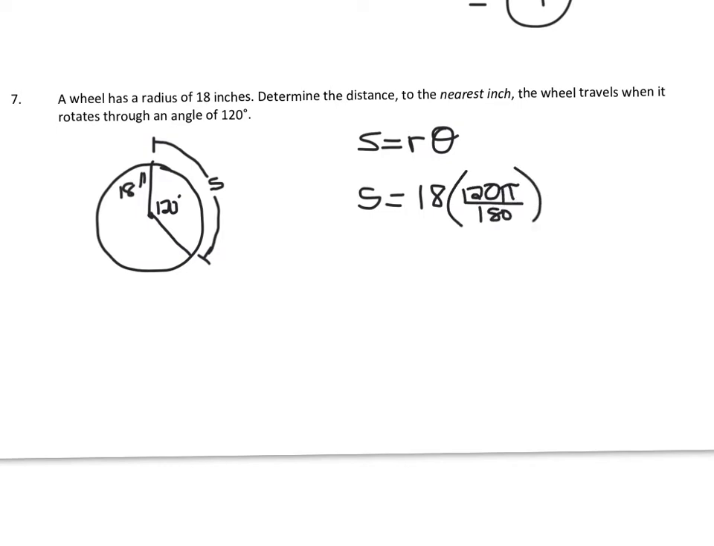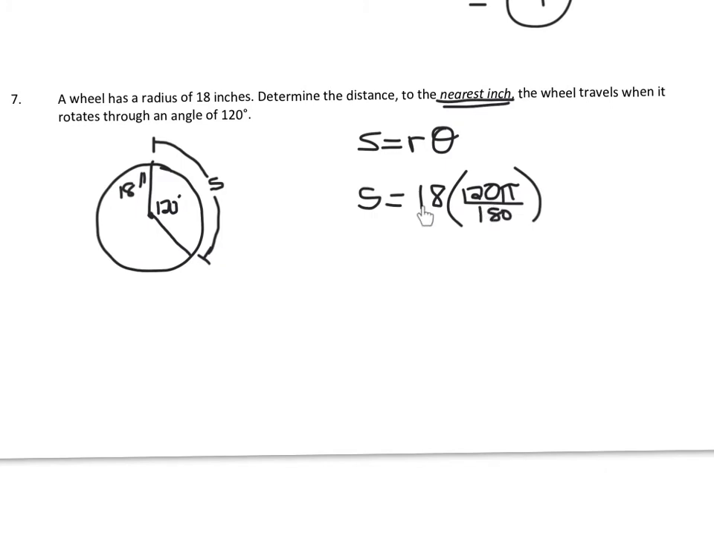Now, I know some of you like to first simplify this, right? 120 over 180 is 2/3, so 2 pi over 3. You can do that if you want, but you don't have to, because you're going to be plugging this in your calculator anyway, because they want you to take it and round it. See how they say to write your answers to the nearest inch? Since you're plugging that in your calculator anyway, simplifying is just creating an extra step for yourself.